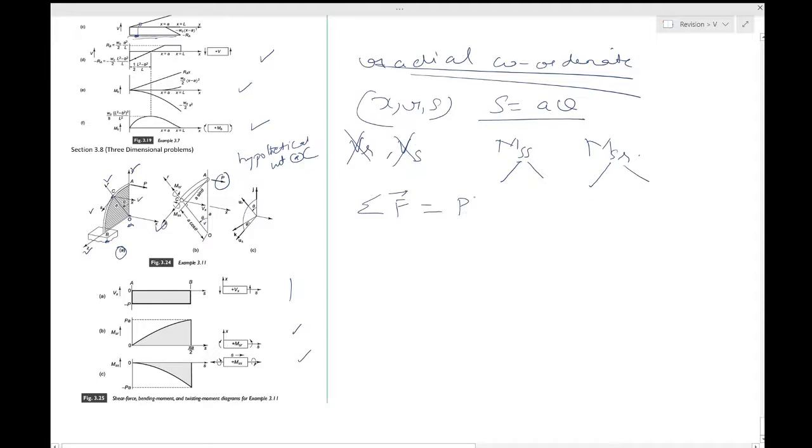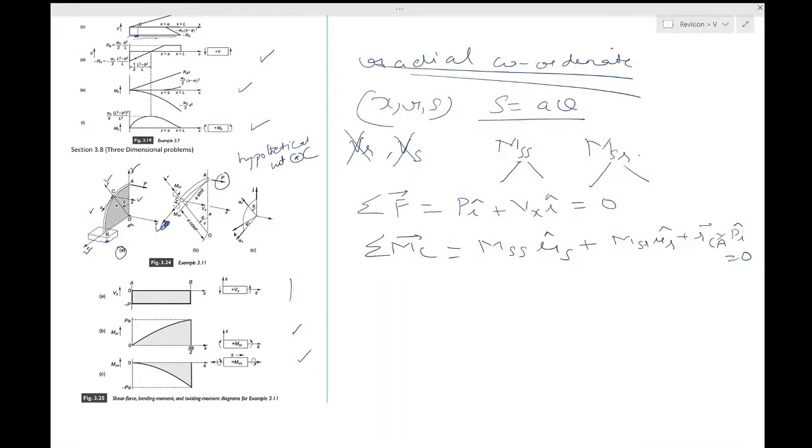That would be P into i cap plus Vx into i cap equal to 0. Then you have to balance the moments about C. So MSS into US cap, look at this unit vector. It is in the S direction, this direction, plus MSR into UR cap plus RCA cross P i cap. This is equal to 0. Now you can easily find what RCA is based on the geometry. You can also write j cap is equal to UR cos theta.